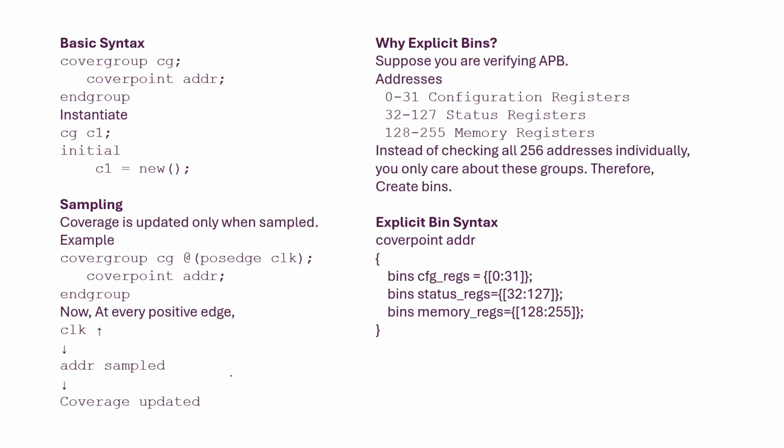In this, the basic syntax for the cover group, I told you already. Cover group name, and then cover point, some address you are writing, and then instantiation: cover group c1 is the instantiation, and then we are initializing the object. We need to sample each and everything. At every edge of the clock we have to sample that address. Clock, address is sampled, and coverage is updated. This is the way we write that. Clear?